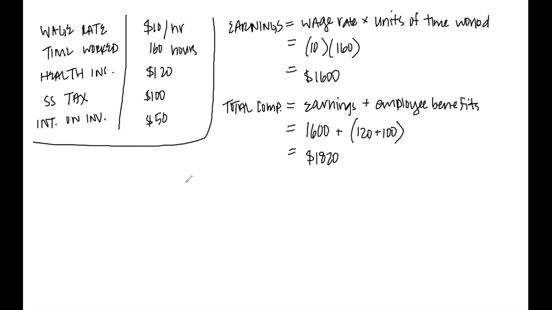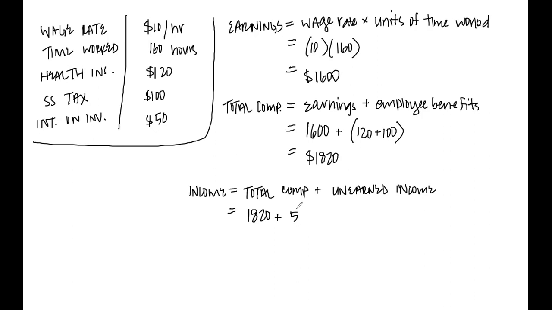And finally, income is going to be total compensation plus any unearned income. So the total compensation we just solved for was $1,820 plus the unearned income, which is the interest on investments, of $50. So this gives us a total income of $1,870.